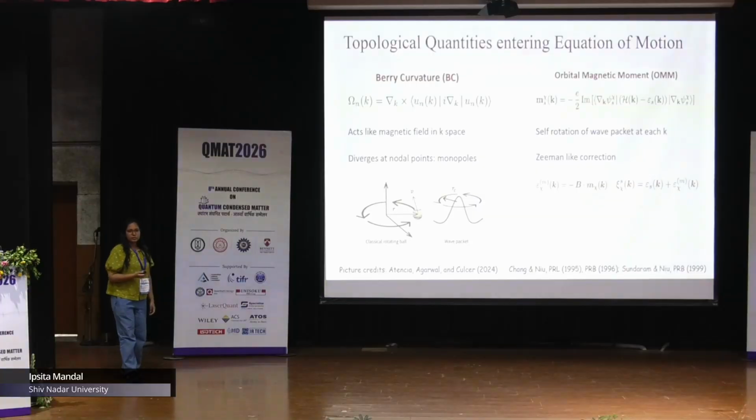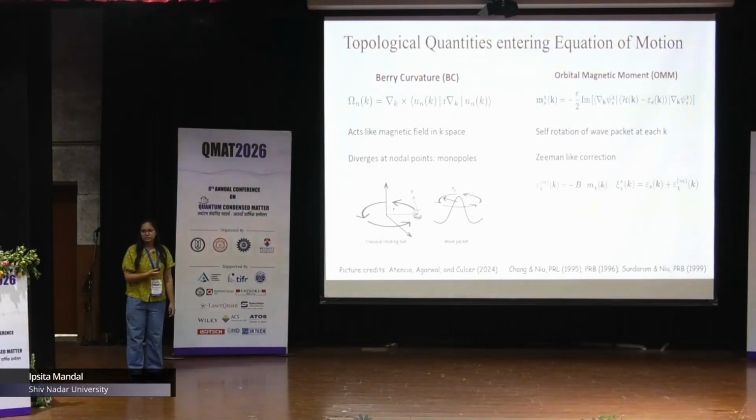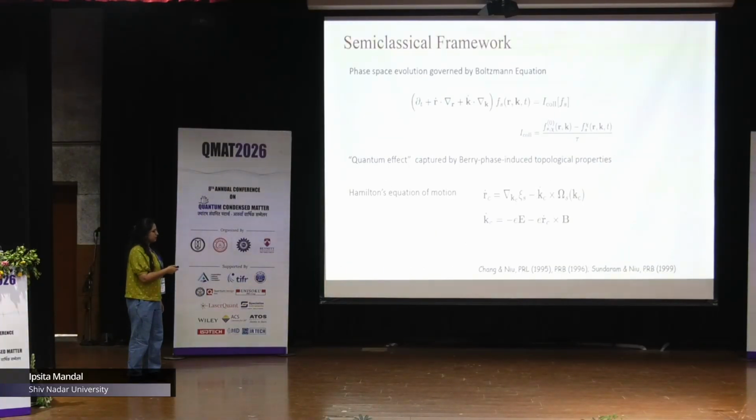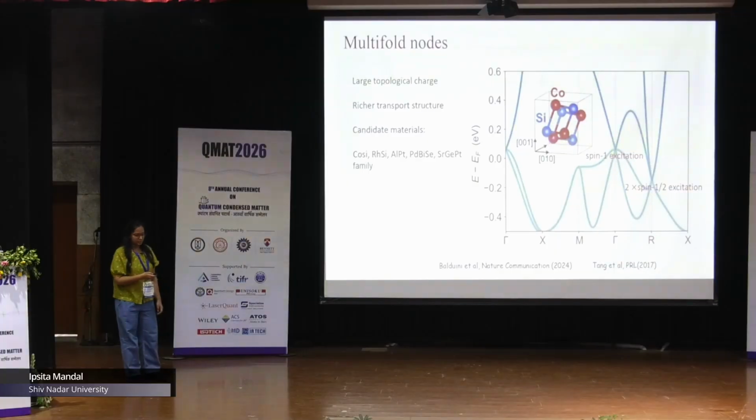So the two topological quantities: Berry curvature, which acts like a magnetic field in K space, and the orbital magnetic moment, which arises due to the self rotation of this wave packet, and it gives rise to a Zeeman-like correction in the Bloch energy dispersion. So the corrected energy will be the Bloch band energy plus the energy correction due to the orbital magnetic moment, which in turn will be fed into these equations and they go back to the Boltzmann transport equations.